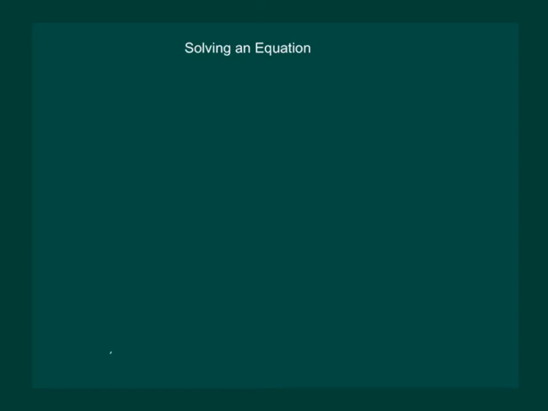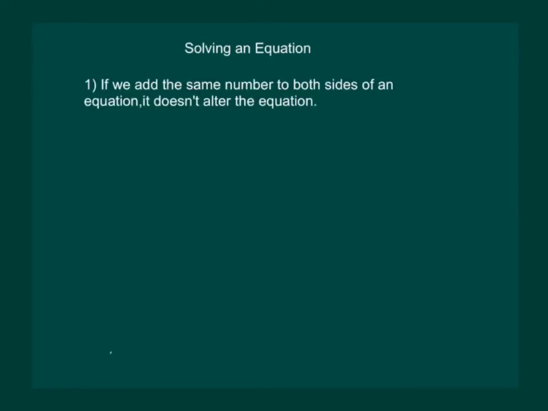Let us now learn how to solve an equation. Before doing that, we must remember that if we add the same number to both sides of an equation, it doesn't alter the equation. For example, if we have x equal to 6 and we add 2 on both sides, then the equation holds. That means x equal to 6 is same as x plus 2 equal to 6 plus 2.